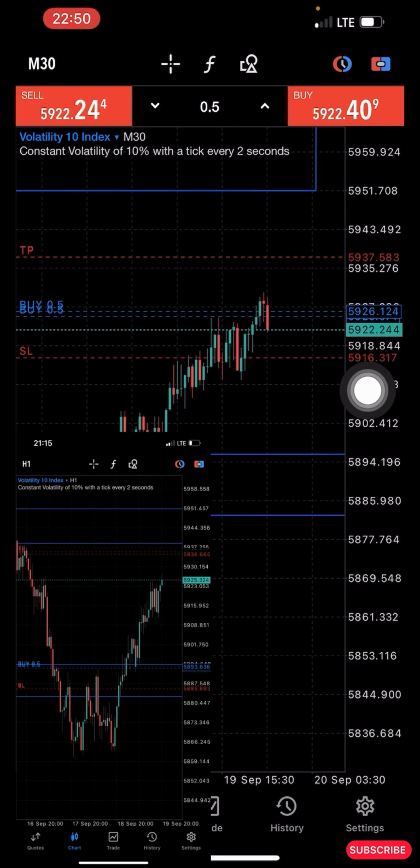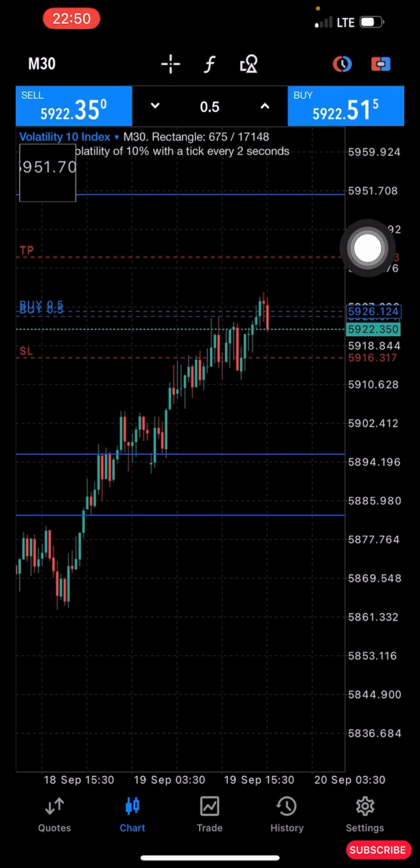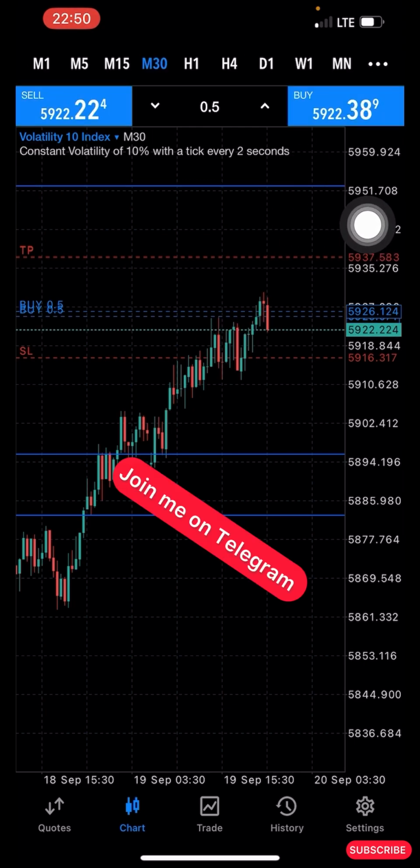After locking in the profits, I want to continue the buy because I know that price is still going to buy to this level here, this level of resistance here. Price is still going to get to this area. Why?